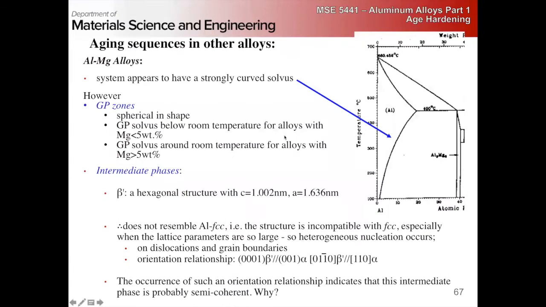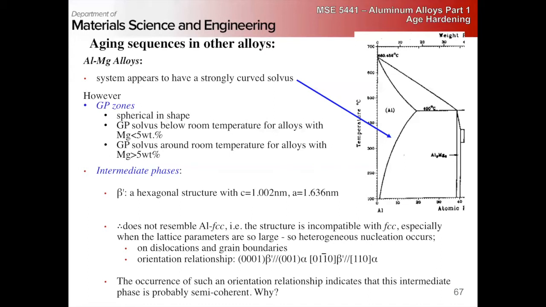So the last part of this, I want to go through a couple different alloy systems. And just like we did with copper, look at what the different precipitates that form are, right? And the first one of these is aluminum mag. And we can see we do have a reasonably strongly curved solvus line, right? But our GP zones are spherical in shape. So what does that tell us? That they're spherical in shape rather than plate-like. Why were the GP zones in copper plate-like?